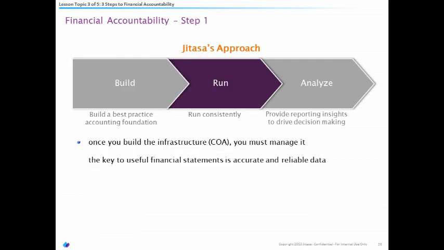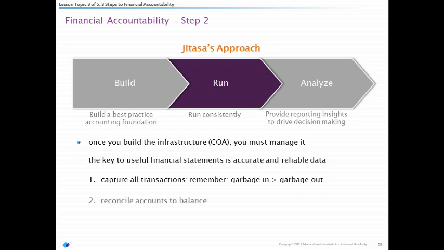Okay. So the next step after we have built that chart of accounts is now we want to run your financial system consistently. It's really important to run it consistently in order to get useful financial information and accurate data out in order to make decisions. One of the things I talk about a lot with clients is garbage in, garbage out. If you have information that's going in incorrectly, obviously it's not going to do you any good when the information comes out and you're trying to make decisions.